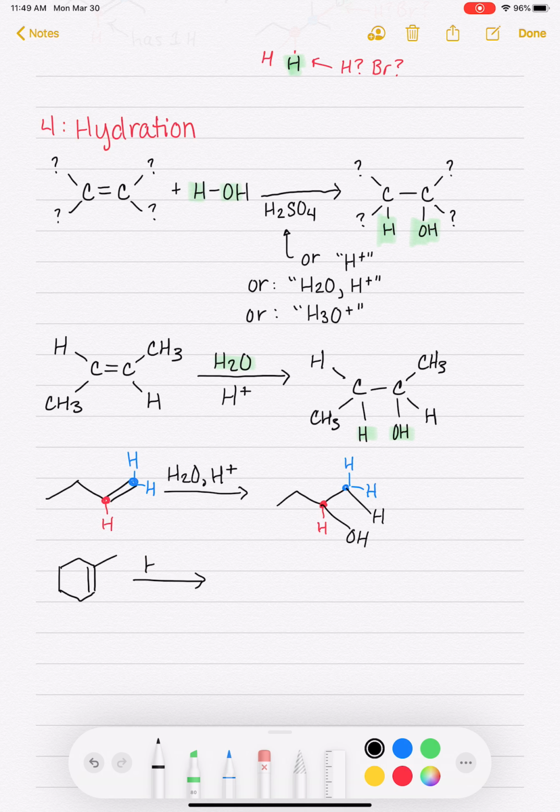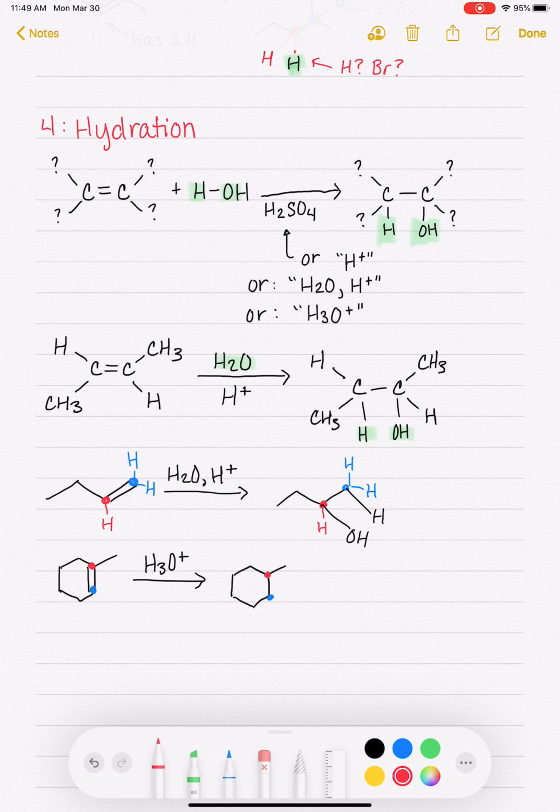This time we're just going to write H3O plus. So start by redrawing your alkene without the double bond. Find your alkene carbons. Figure out how many hydrogens were already on those carbons.